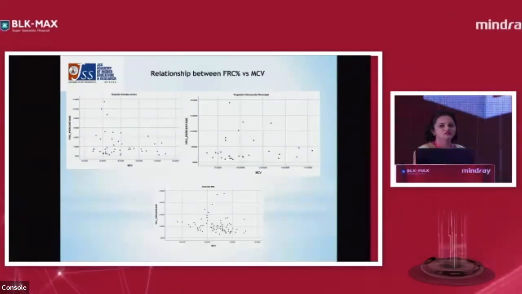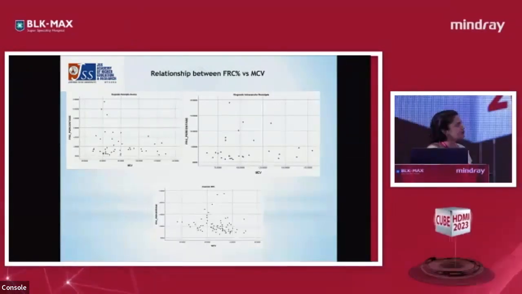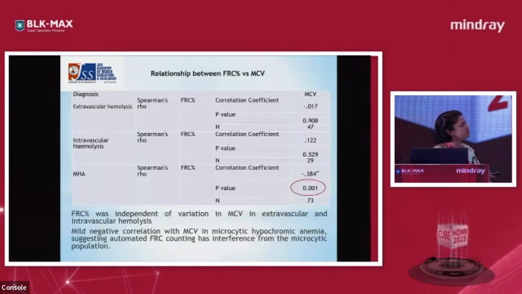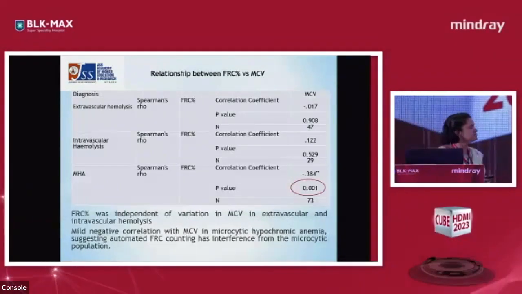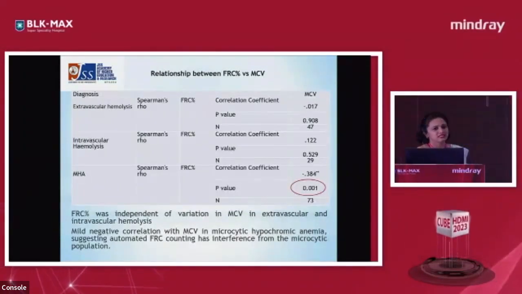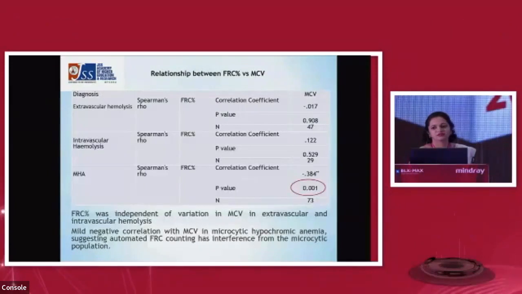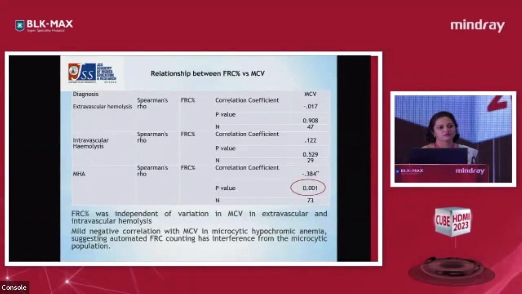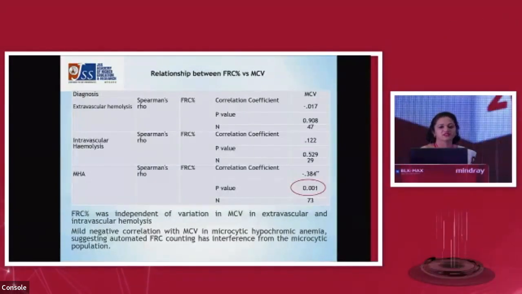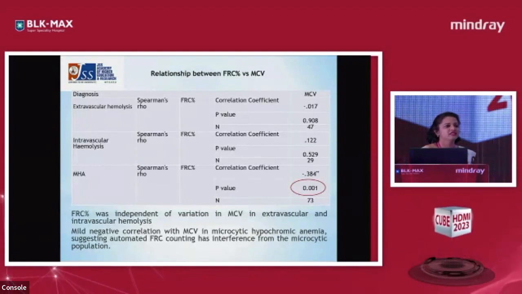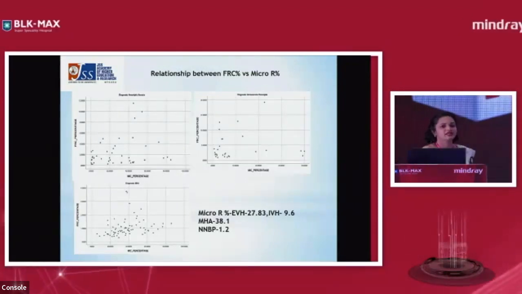Then we again moved on to study the effect of microcytosis. So this is the dot plot for FRC percentage versus microcytic RBC, that is MCV. Here again, in the group of microcytic hypochromic anemia with MCV, there is a significant p-value, suggesting FRC was actually being interfered with by the smaller RBCs depicted by the lower MCV. And in the group of extravascular hemolysis and intravascular hemolysis, the FRC estimation was independent of the variation in mean corpuscular volume.